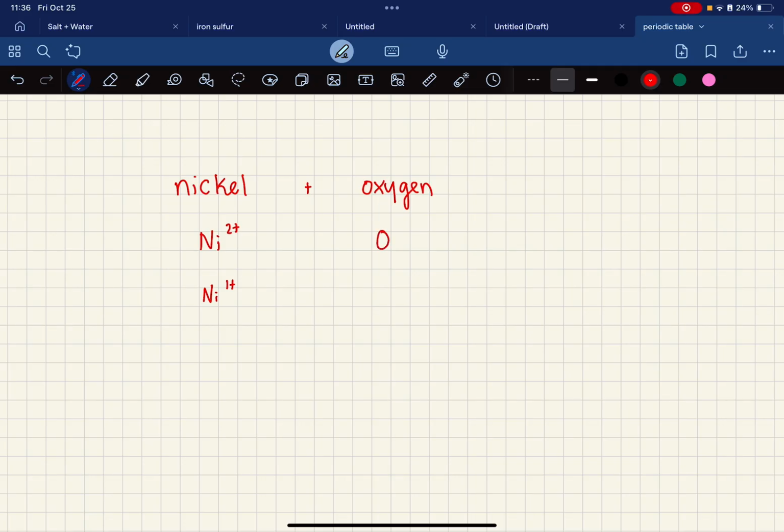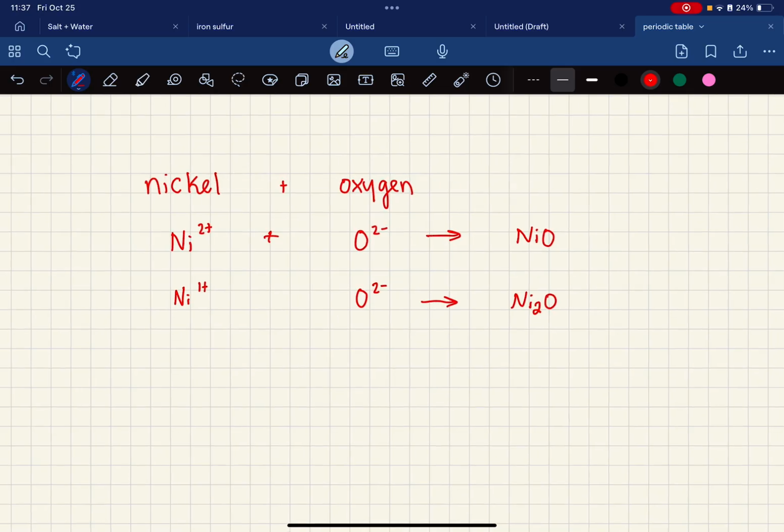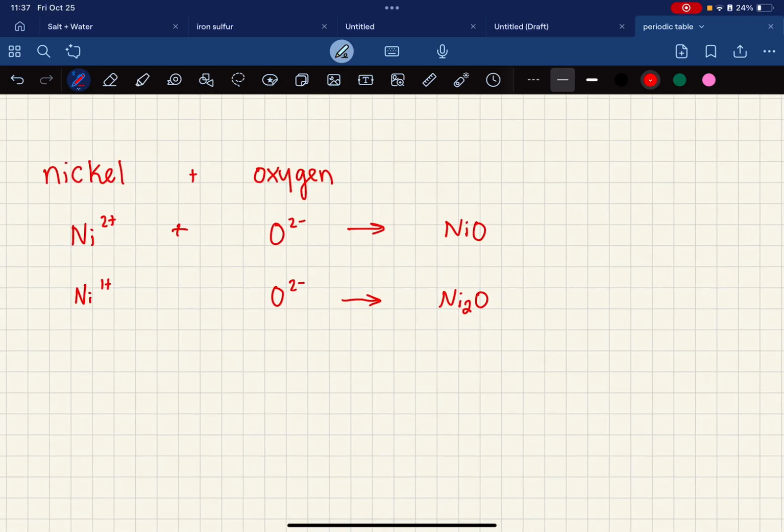All right, so oxygen, we know an oxide ion has a 2 minus charge. So in order to bond a nickel 2 plus ion with an oxide ion, that's really easy. That's just going to be NiO. And if nickel has a 1 plus charge on it, then our formula is going to be Ni2O. So those are the two possible formulas for our nickel oxide. Could you also write the names for these two different compounds? Pause the video now and write the names.